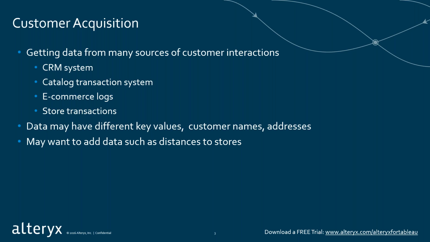In addition, when you're getting the data in around customer interactions, the data might have different key values and customer names. People might have used nicknames or initials in different places, so sometimes there are problems around matching that data and making sure you're matching your customers across all these different data points. You also may want to add data such as the distance to stores, so you're getting the full picture around these customers and how that spatial data might help you understand them better and where they're coming from. So with that, I'd love to dive into how you can accomplish these analytics.